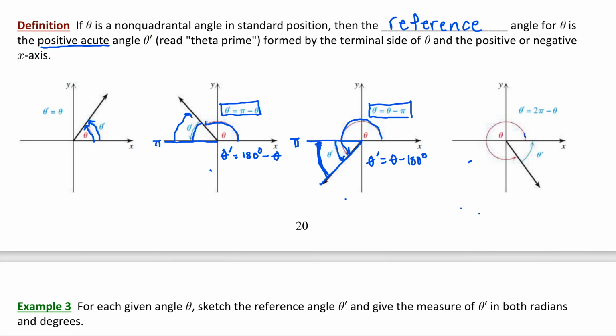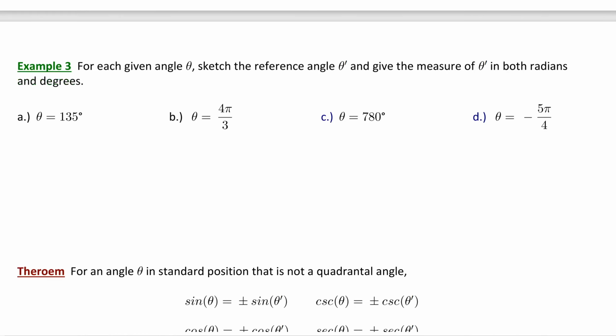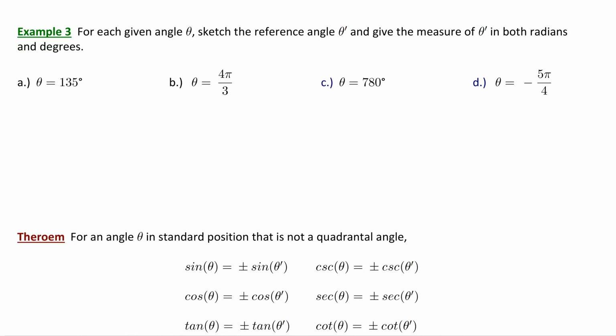Finally, if we have a quadrant 4 angle, then the reference angle will be made with the positive x-axis. Looking at the angle 2 pi and subtracting our angle theta, that's going to give us the size of our reference angle. Or we could say theta prime equals 360 degrees minus theta. Now you're going to find out this is a little easier with specific examples maybe than looking at it in general. So let's work example 3.